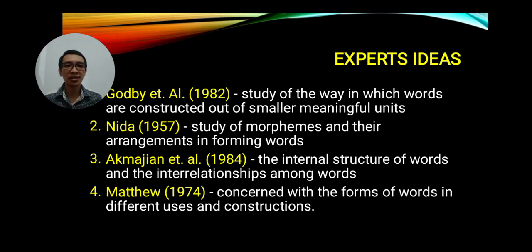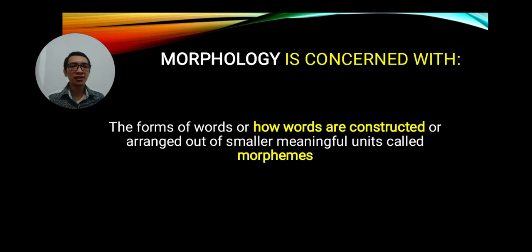The second one is Nida 1957, who says that this is a study of morphemes and their arrangements in forming words. And the third one is Akmajan et al. 1984, who mention that morphology is the study of the internal structure of words and the interrelationship among words. And the last one is Matthews 1974, who says that it is concerned with the forms of words in different uses and constructions.